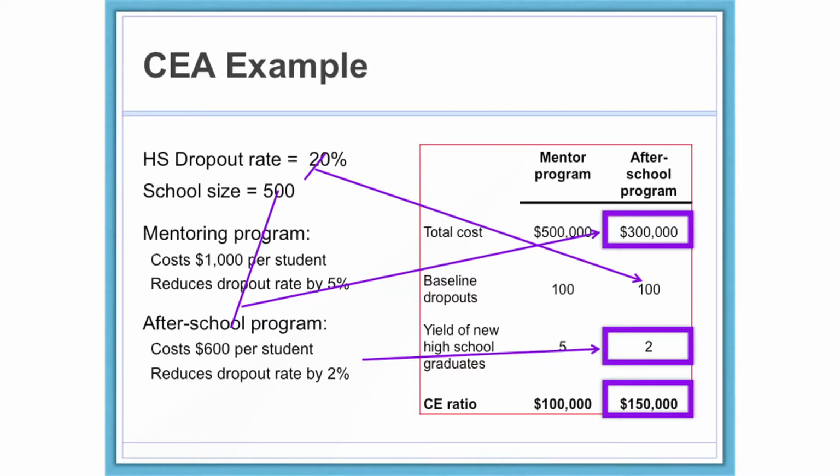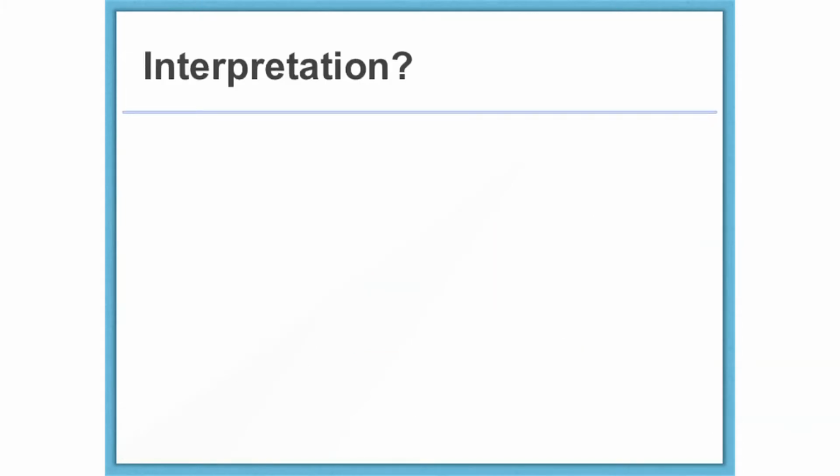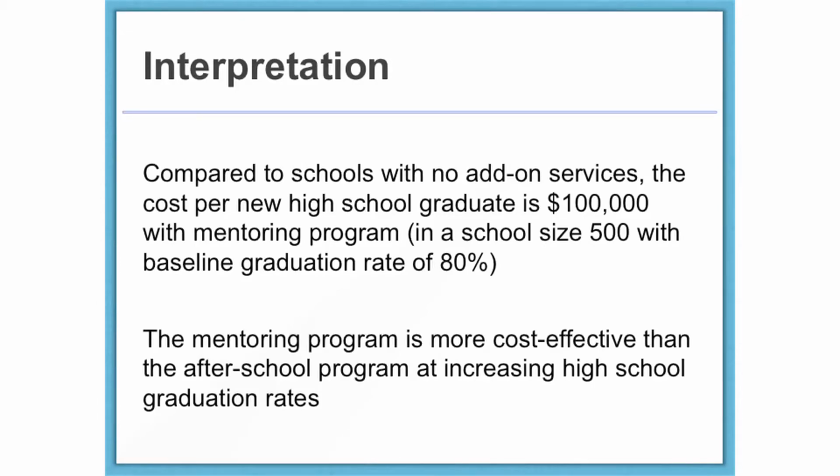Leaving aside statistical significance or otherwise, we're just going to look at this and say, look, we've spent $500,000, we bought 5 new graduates. We spent $300,000, we bought 2 new graduates. Therefore, the cost per new graduate is cheaper with the mentoring program than the after-school program. Now, when we say that, we have to be very clear what we're doing, because this is a program that's incremental to the regular school day. So what we would say is, compared to schools with no add-on services, the cost per new high school graduate is $100,000 with the mentoring program.